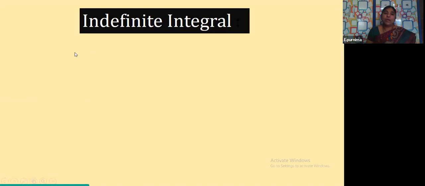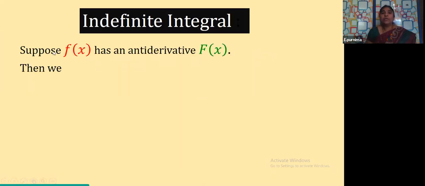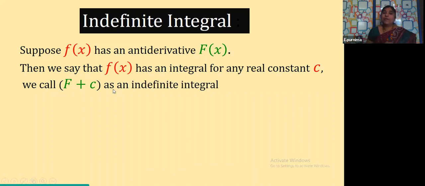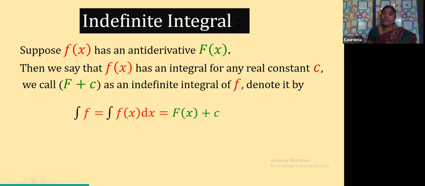Okay. So now here, let us see, children, what is indefinite integral. So that is the concept of indefinite integral. The definition here I am explaining to you. Suppose f of x has an antiderivative F of x. Then we say that f of x has an integral. For any real constant c, we call F plus c an indefinite integral of f, denoted by integral f of x dx. So why I am saying it is indefinite? Because this constant c is not definite. It is not particular. Yes or not?